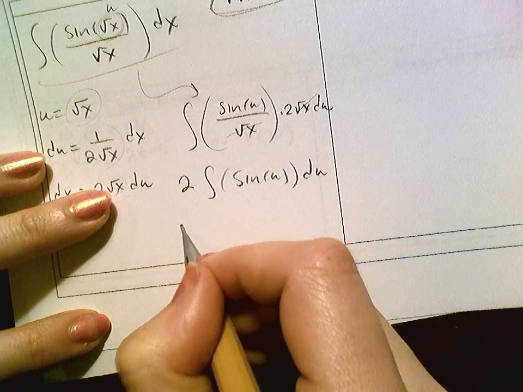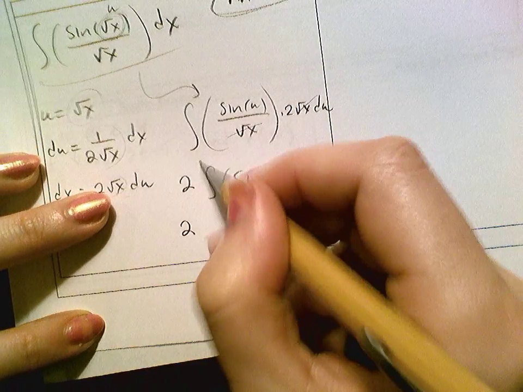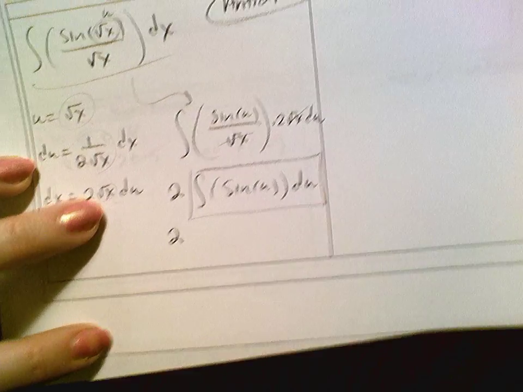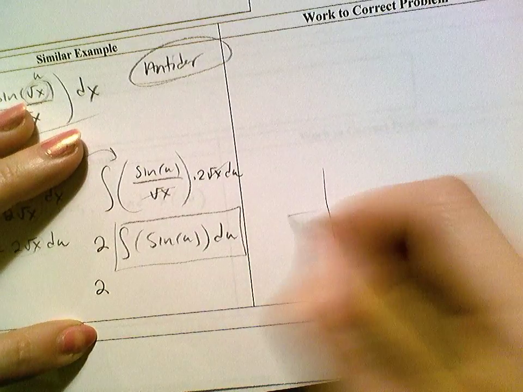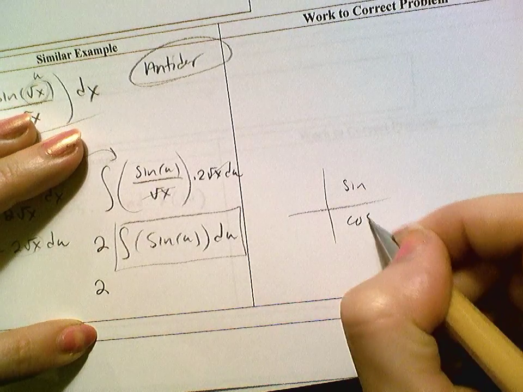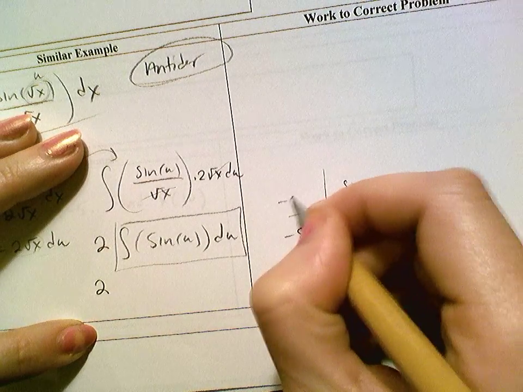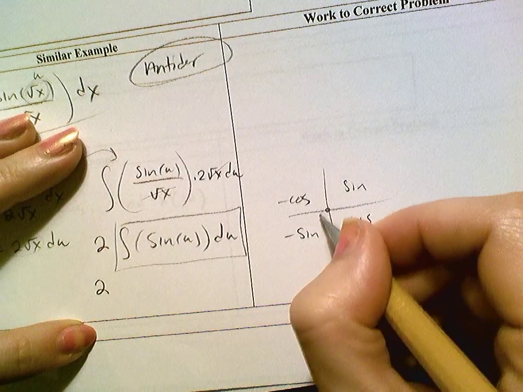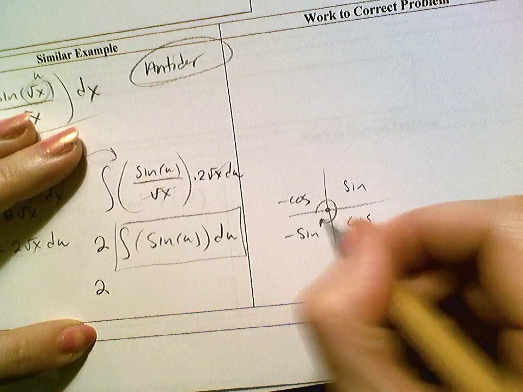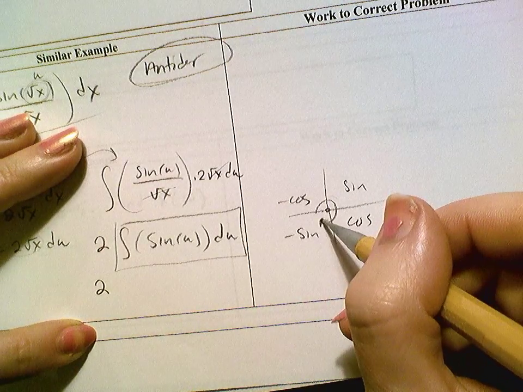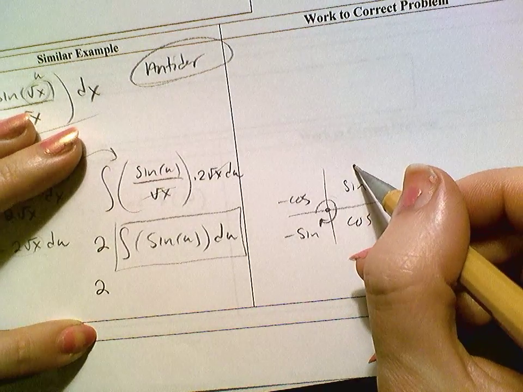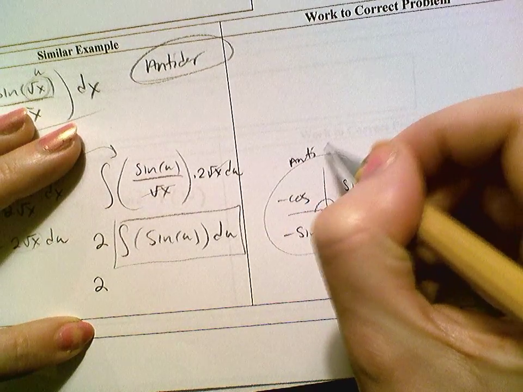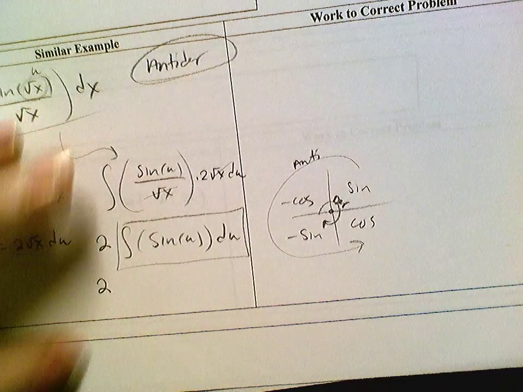Okay. Now the 2 just gets carried down. And then I've got to take the antiderivative of that. Guys, remember this thing? Sine, cosine, negative sine, negative cosine. Going this way is the derivative, but going this way is the antiderivative. I don't know if that's helpful, but that's the derivative.